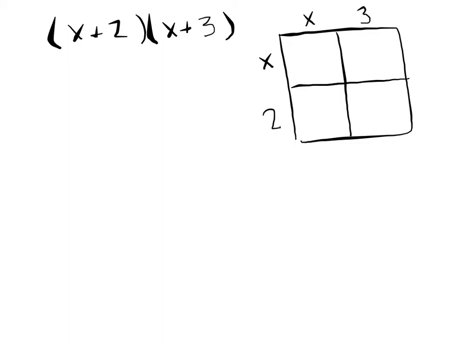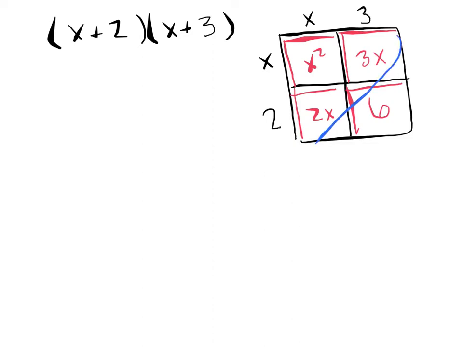Now let's use that area model method from before. We need to find the areas of all the smaller rectangles. X times x is x squared. X times 3 is 3x. Okay, now on to the bottom. 2 times x is 2x. 2 times 3 is 6. Now let's finalize our problem by combining like terms. If you notice, these are exactly the same. I have 2 x's and 3 x's. Altogether, I have 5 x's. So our final answer is x squared plus 5x plus 6.